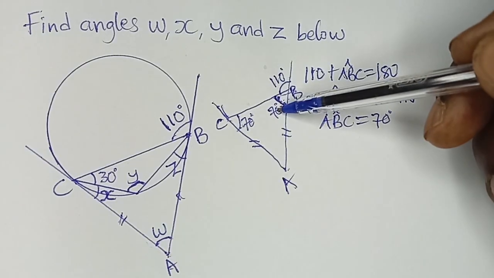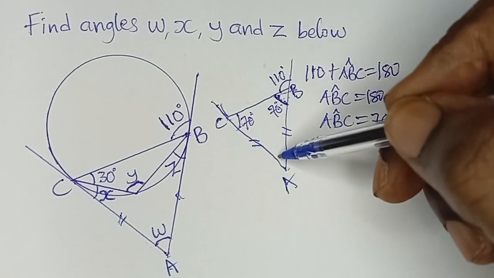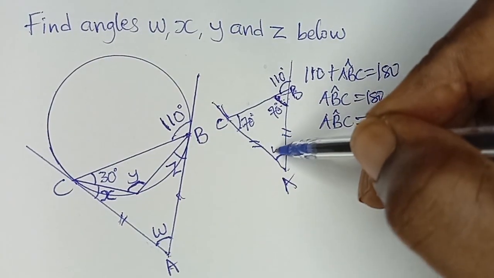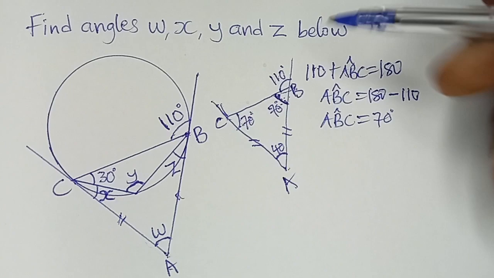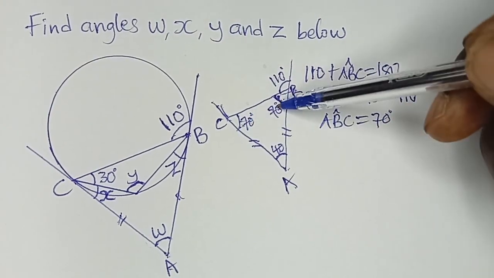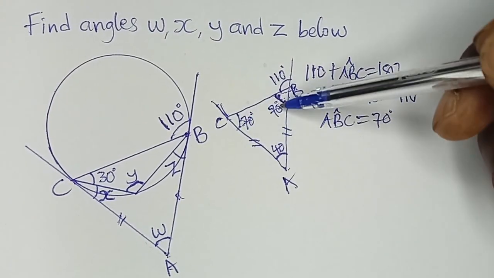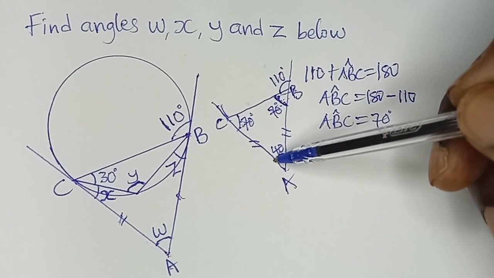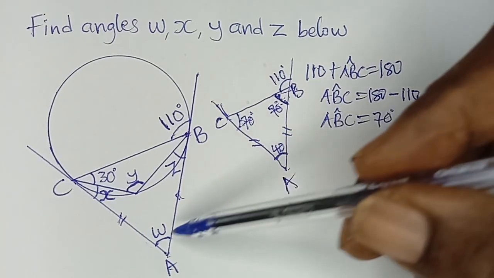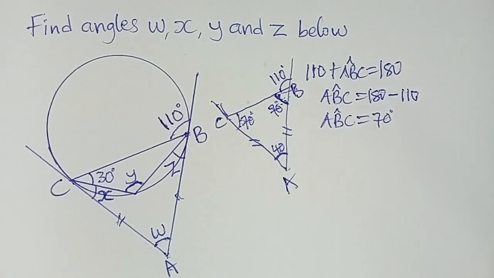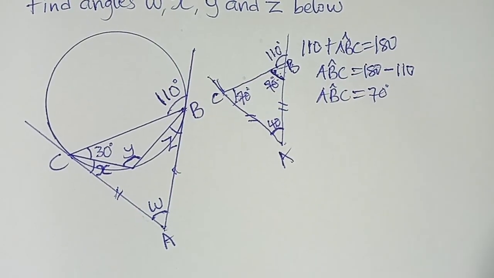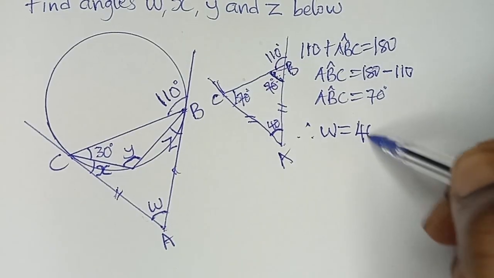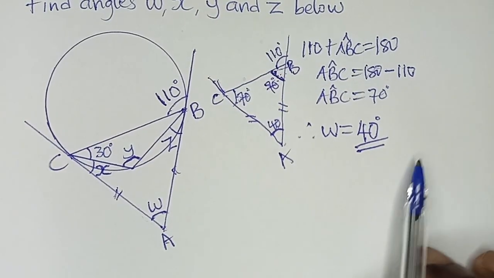So 70 plus 70, that is 140. So this remaining portion has to be 180 minus 140 to give us 40. Hope you can see that now. The sum of angles in a triangle makes up 180. So 70 plus 70 is 140. When we subtract 140 from 180, it gives us 40. So this angle is 40 degrees. That shows that angle W is equal to 40 degrees. So I can give that conclusion and say, therefore, W is equal to 40 degrees. So we have angle W now.